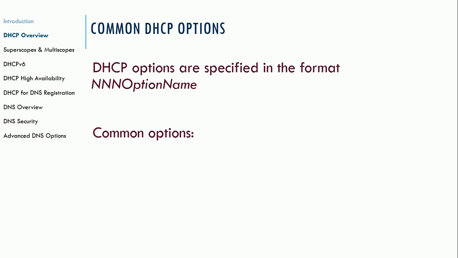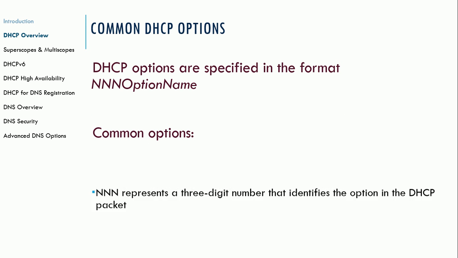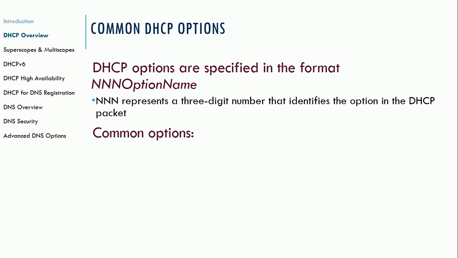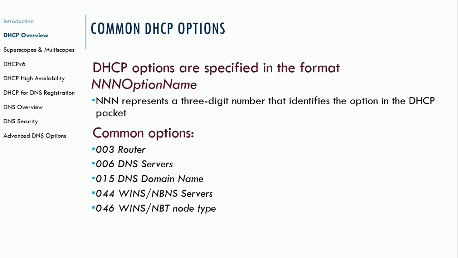So some common DHCP options. NNN represents a 3-digit number that identifies the option to the DHCP packet. So here are some common options. 003 is the router, 006 is DNS server, 015 is the DNS domain name, then WINS servers, and so forth. So these options allow you to define additional details that are passed to the DHCP client, as I said before. So 003 is essentially the gateway address. 006 would be the DNS addresses. And this is how when you do DHCP, you automatically receive those addresses. You don't have to manually set those.